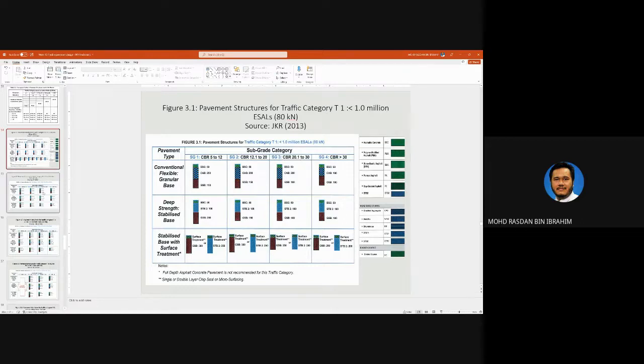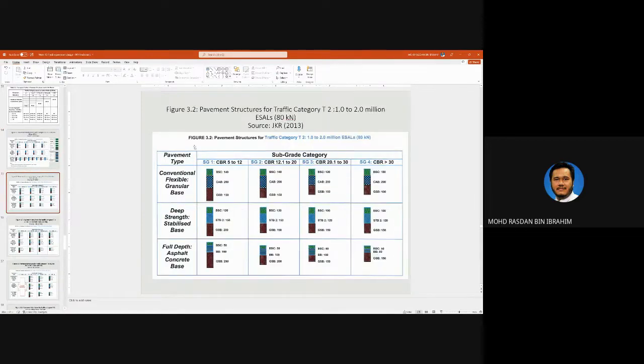This is for T2, where the ISAL is between 1 to 2 million. You have three options: conventional flexible, deep strength stabilized base, or full depth asphalt concrete base. Not concrete, asphalt concrete. So you can see here the BSC is 120, crushed aggregate base is 200, GSB, granular sub base, is 100 millimeters. So it depends on the type of subgrade.